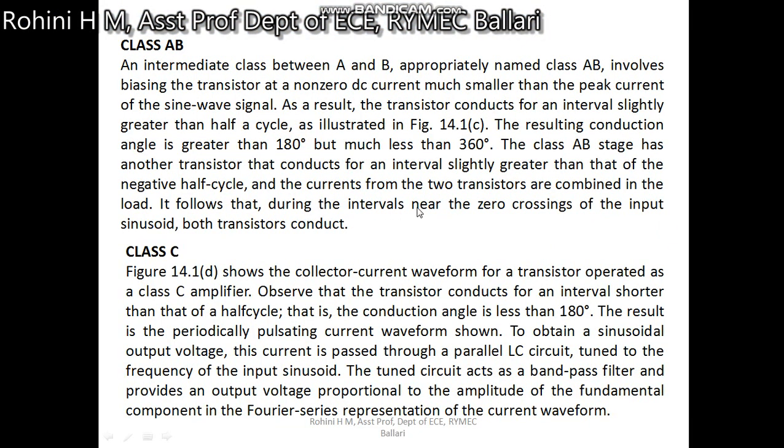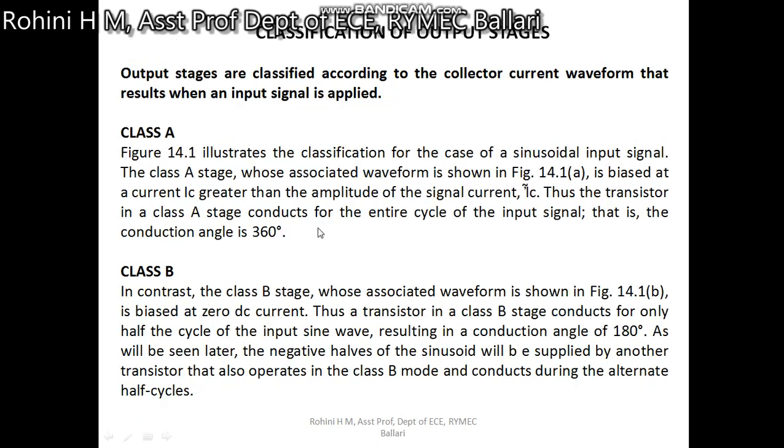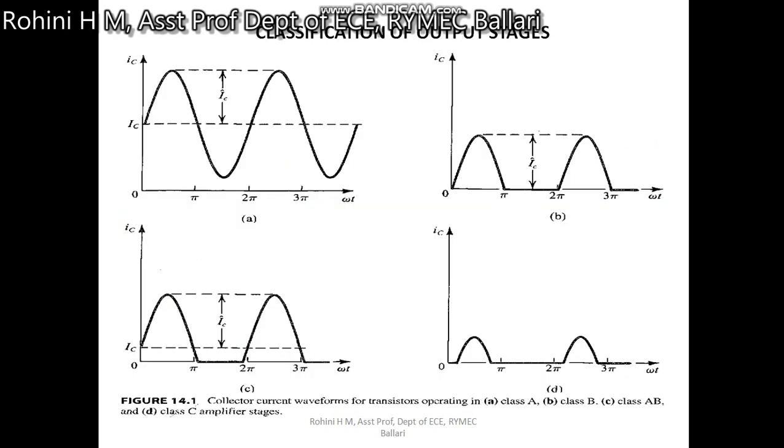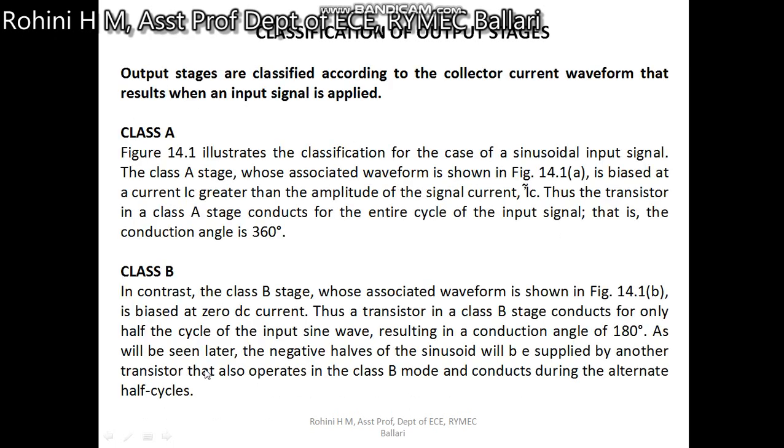So it follows that during the intervals near zero crossing of the input sinusoid, both transistors are conducting. That is, zero crossing of the input sine means, so where are the zero crossing lines? So here it is, this is the zero crossing line. So at this point, the zero crossing line, both transistors are operating.